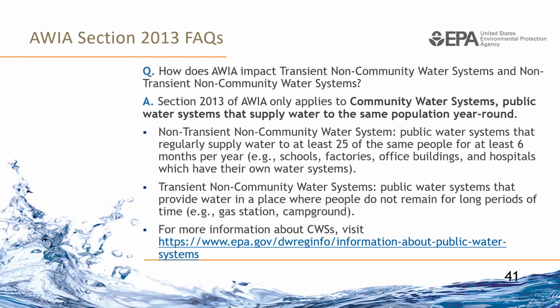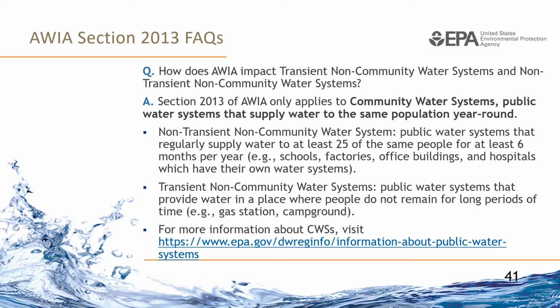Okay, so this question: how does AWIA impact transient non-community water systems and non-transient non-community water systems? I'm going to give you a little bit of background. Under the Safe Drinking Water Act, there are 3 types of public water systems: community water systems, transient non-community water systems, and non-transient non-community water systems. AWIA only applies to community water systems, which is defined as a public water system that supplies water to the same population year-round. So sometimes we get asked this question about how it applies to these other 2 types of systems, and I have the definition of those on the screen.